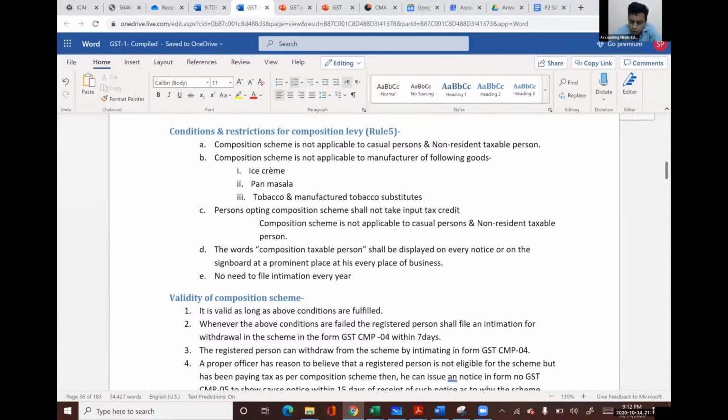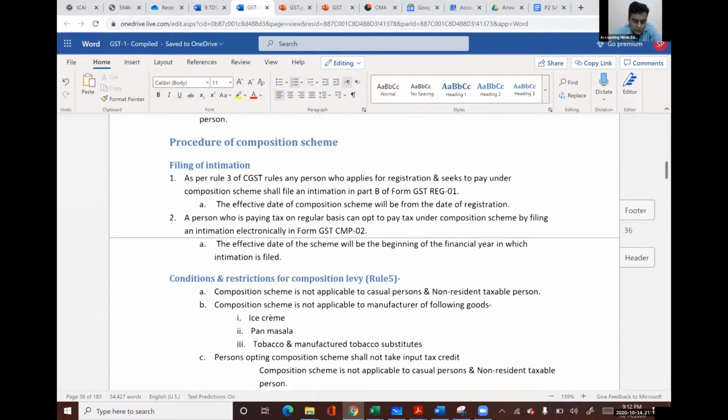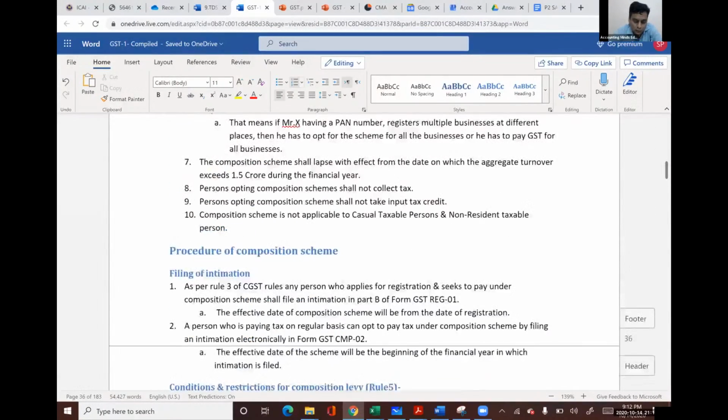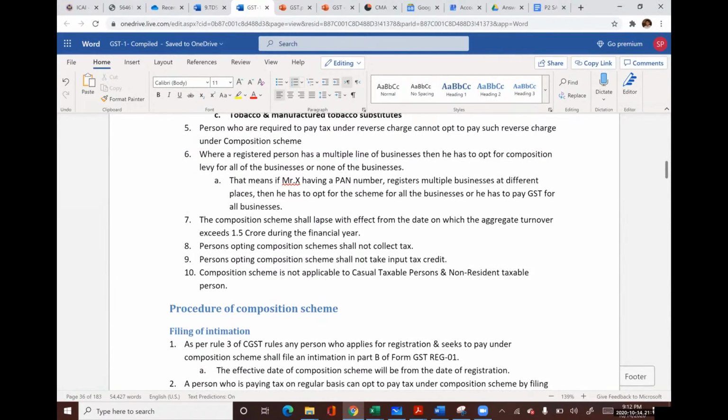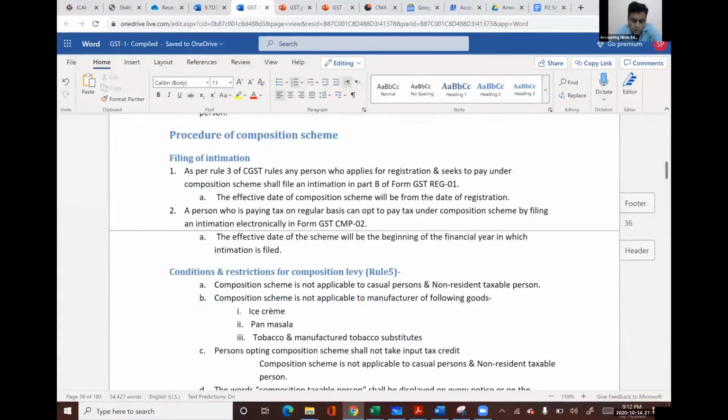Oh, you did not read the conditions? Okay, read the conditions first. I thought we completed them. Okay, procedure. Let's read from here. Up to the 10th point you studied, right? Okay, so continue with the procedure of the composition scheme.